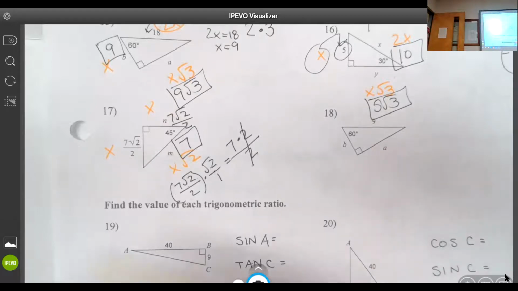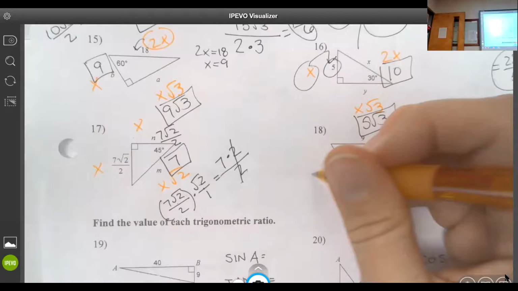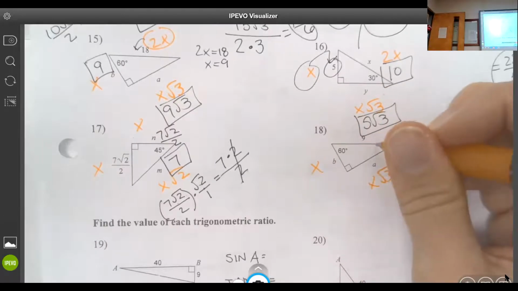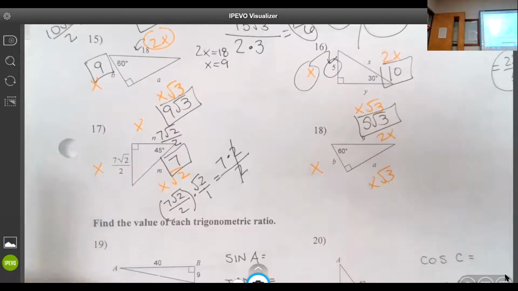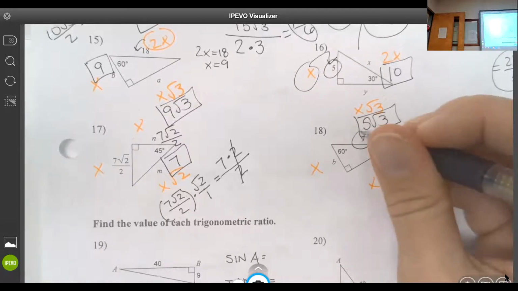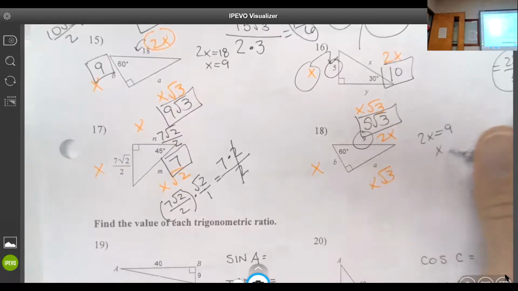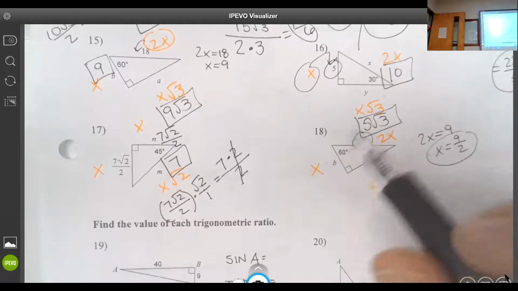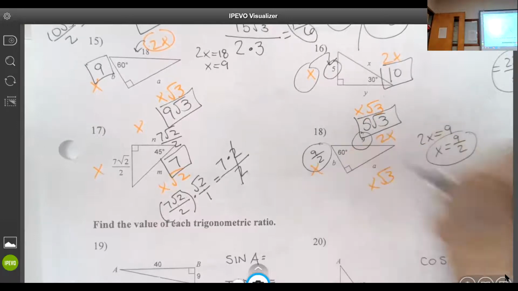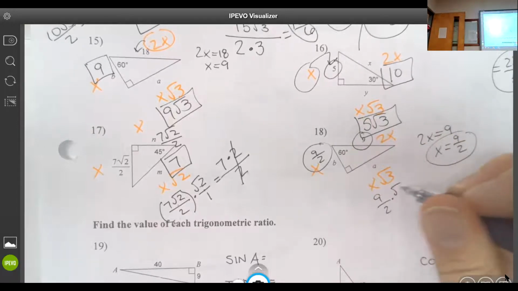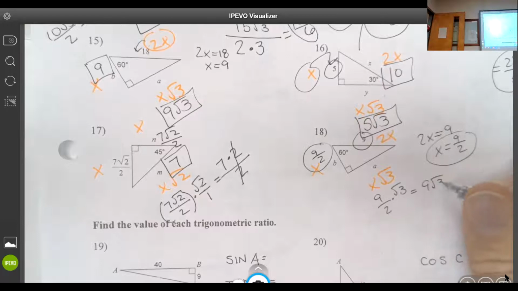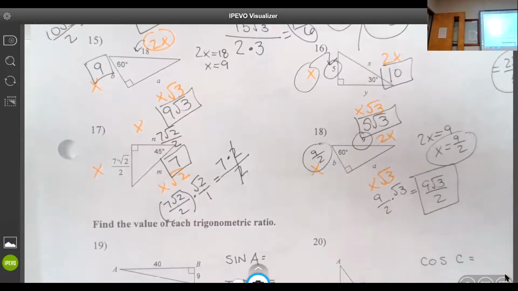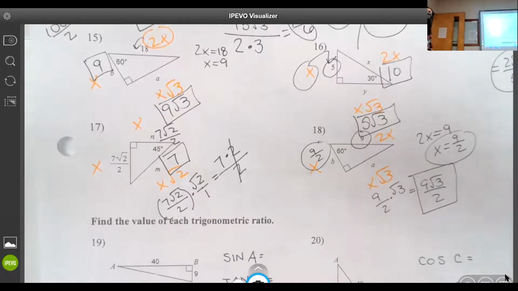18, another one where it gives me the hypotenuse in a 30, 60, 90, but it's a little bit trickier because the hypotenuse doesn't divide by 2. So it gives me the 2x side. If 2x equals 9, x is 9 halves. So just a little trickier to plug in. So this side is 9 halves. And this side is 9/2 times rad 3, or 9 rad 3 over 2. Still no real solving needing to take place, but it's just trickier because it's a fraction.